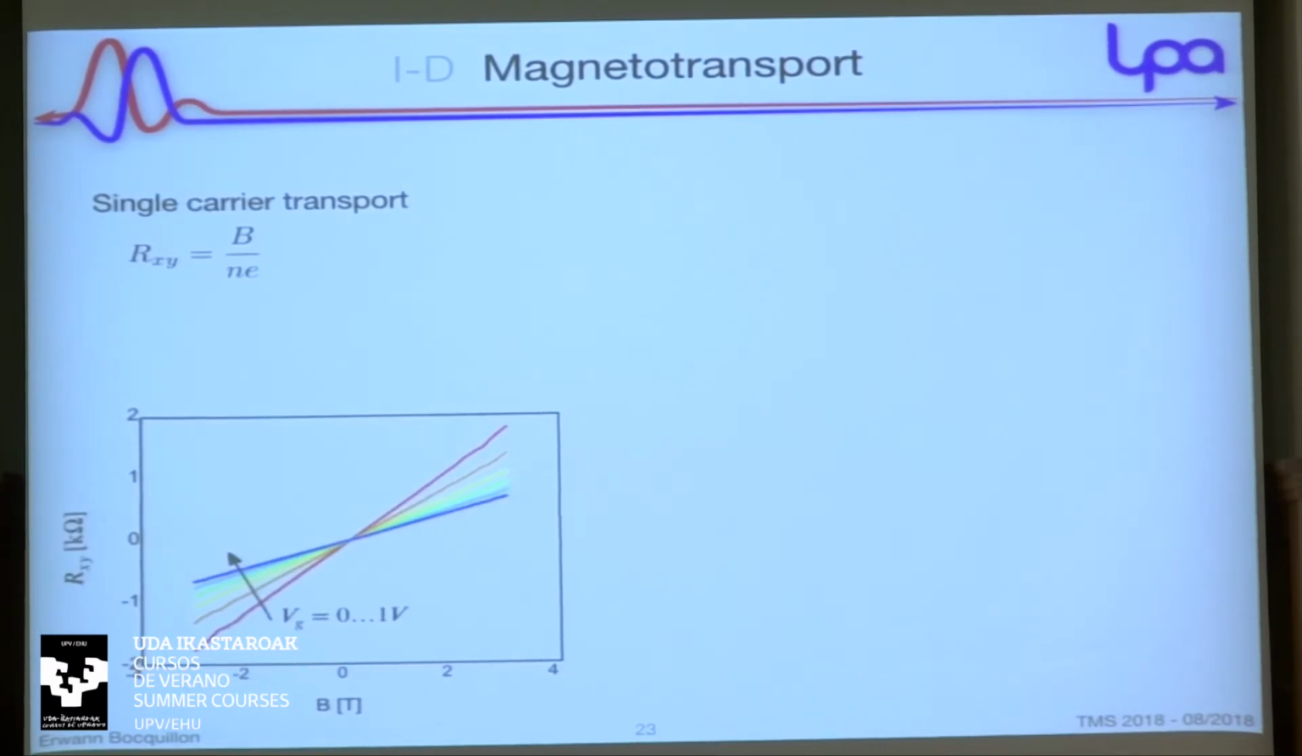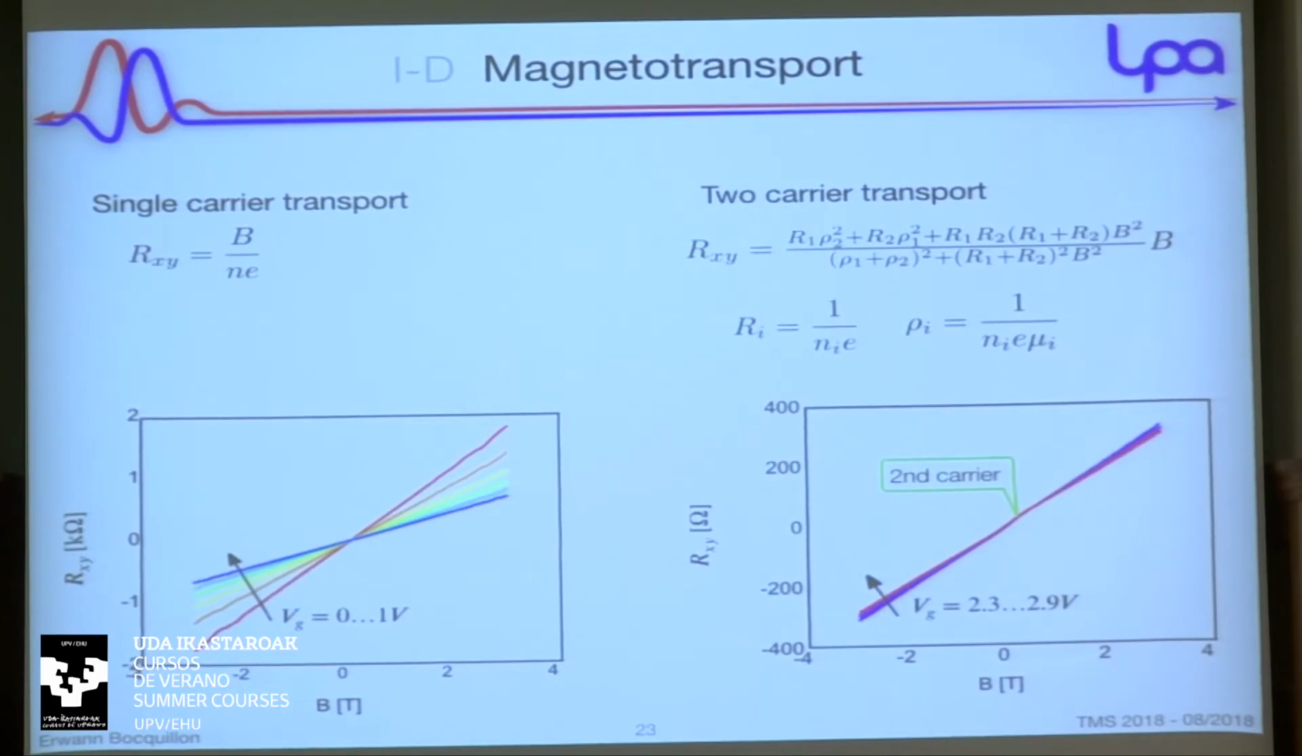There's something else. You can also do magneto transport in these devices. And you see also in the magneto transport that at low gate voltages, you have a linear slope. This is typical of single carrier transport. You have some Shubnikov-de Haas oscillations at larger field, but basically at zero field, this is linear. While at some gate voltage, you start to see this S shape here. So this is very shallow.